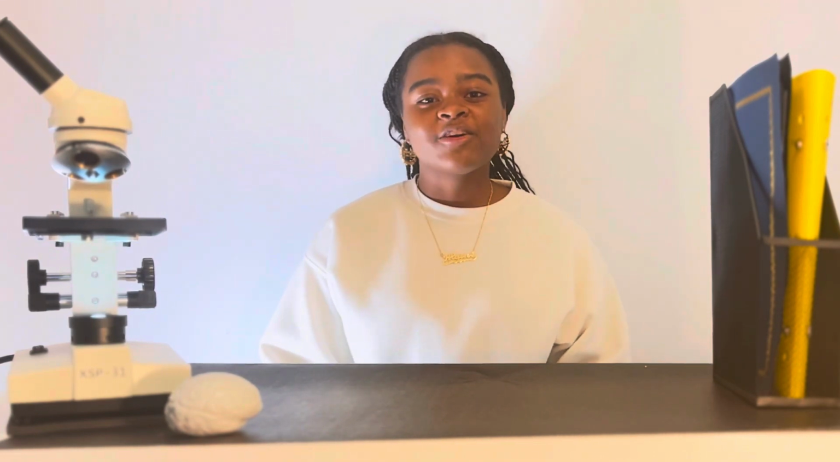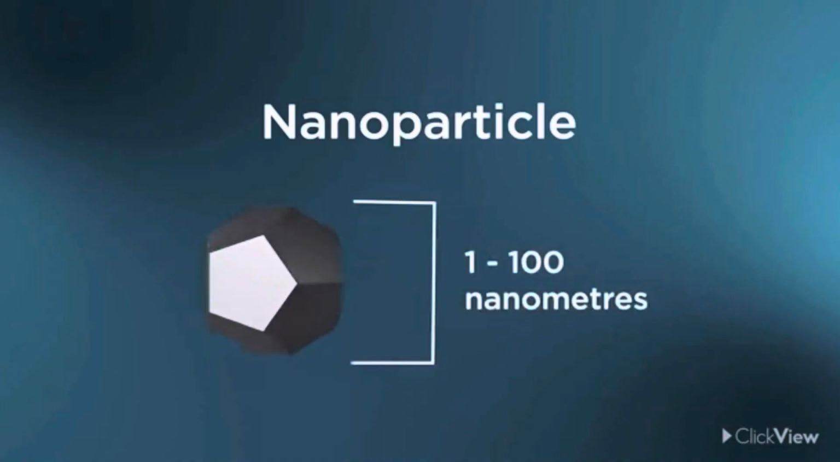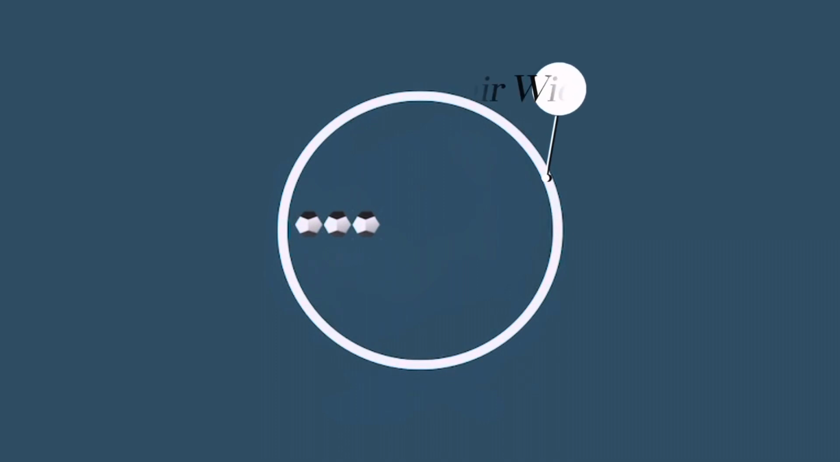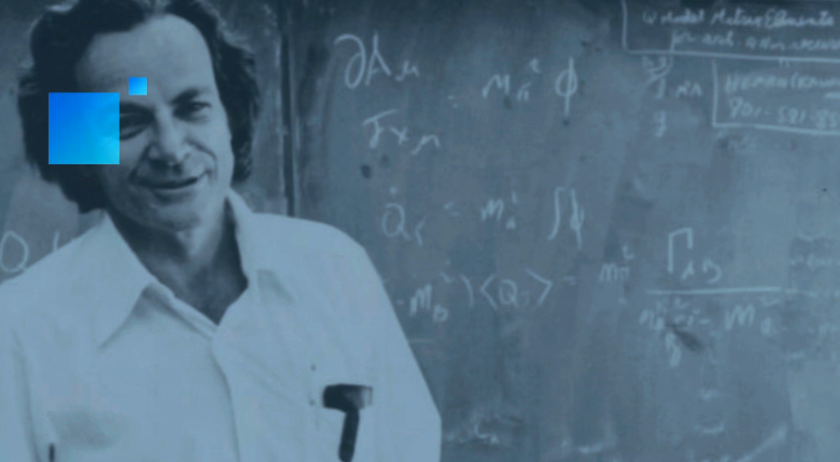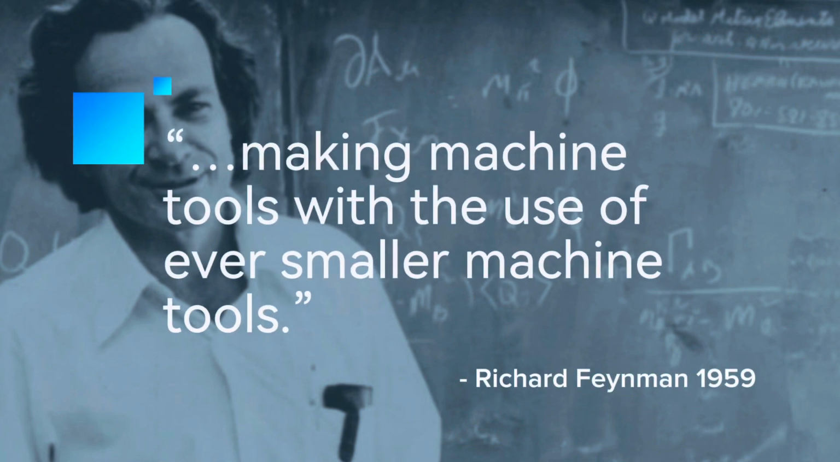The width of a hair seems huge compared to the typical nanoparticle. These miniature materials usually range from 1 to 100 nanometers, and more than 1,000 of these could fit across the width of a hair. The concept of nanotechnology was first popularized by Richard Feynman in 1959, and in his words, nanotechnology is making machine tools with the use of ever smaller machine tools.